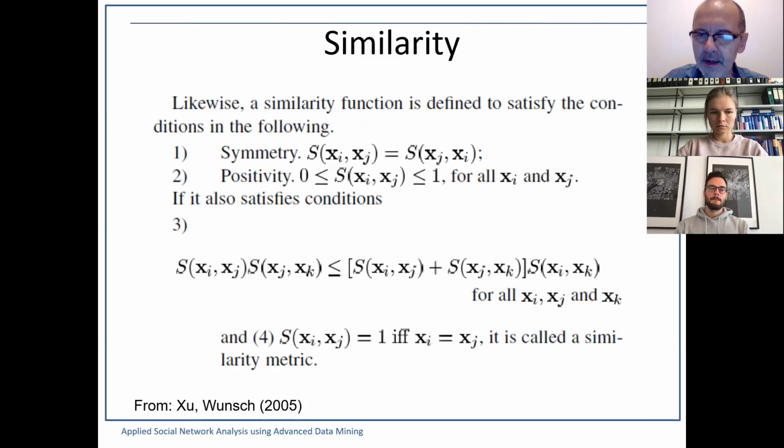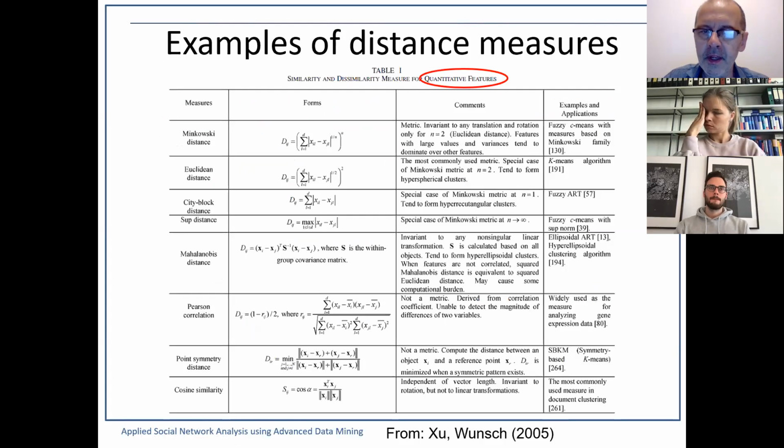Similarity is kind of an inverse concept to distance. Here we have an example of different distance measures. Euclidean distance is the one we use most. We saw also cosine similarity, which is of course not a distance measure, but it makes sense to have it on this table. By the way, the table is not mine. It's from the paper Xu and Wunsch published in 2005.